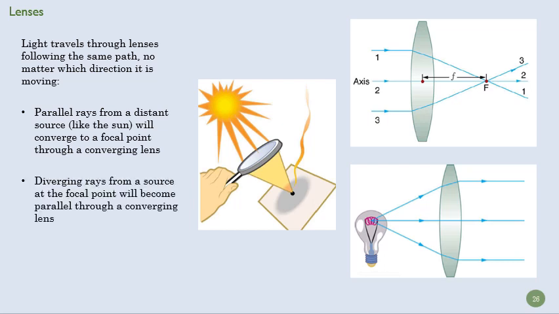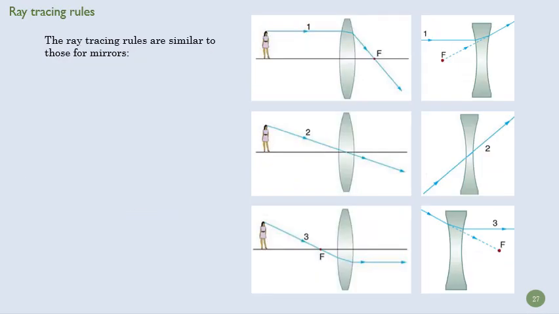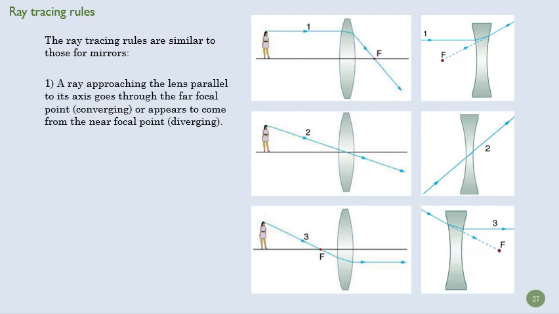Diverging rays, like this one: if the source is at the focal point, any ray coming from the focal point is going to end up parallel on the other side. So that's the flip side. These two rules are really the same thing. They're just the direction of the ray is changing. And then that gives us our ray tracing rules.